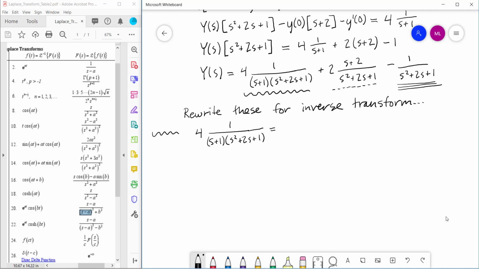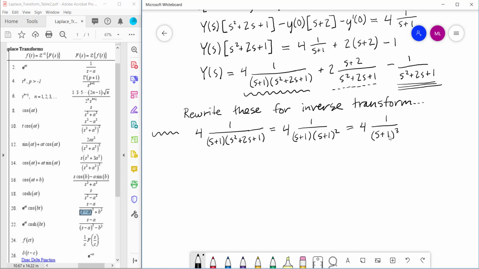Our first step is going to be to factor this quadratic right here, if that is at all possible. And what we'll see is that this is 4 times 1 over our s plus 1 times s plus 1 squared. So this factors to s plus 1 squared, and we wind up getting an s plus 1 cubed out of all of this. So it's 4 times 1 over s plus 1 cubed. Okay, so there's what that denominator looks like for that particular piece.